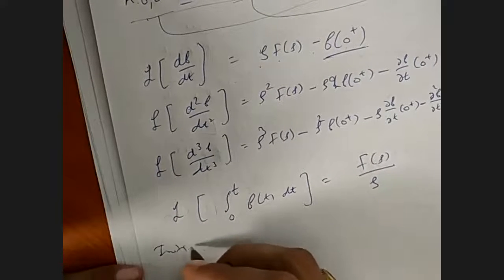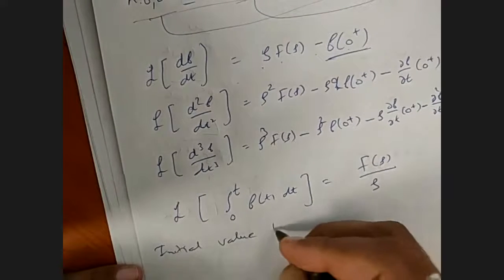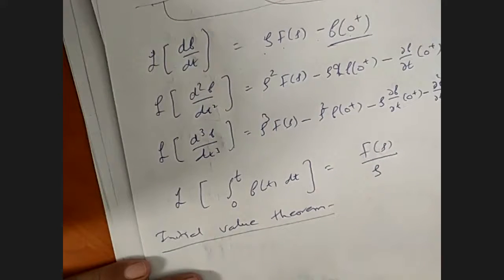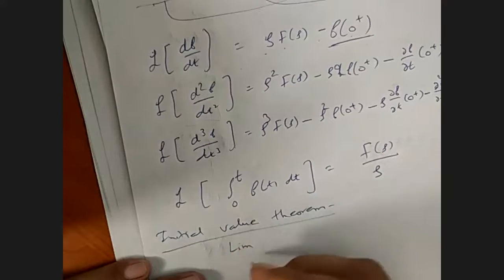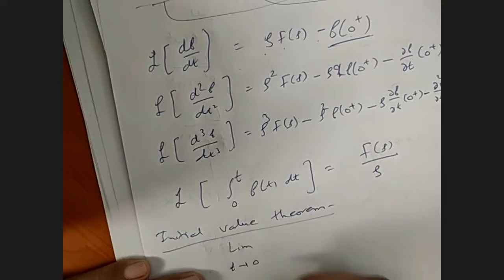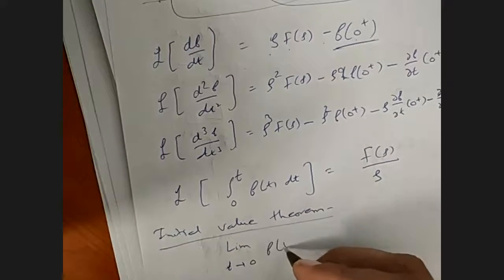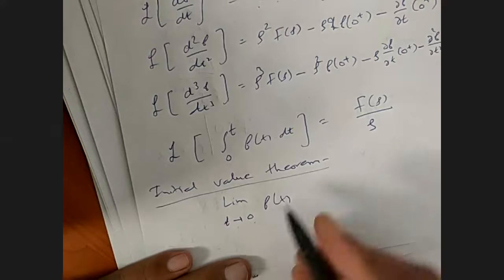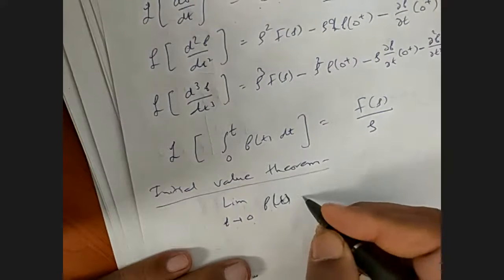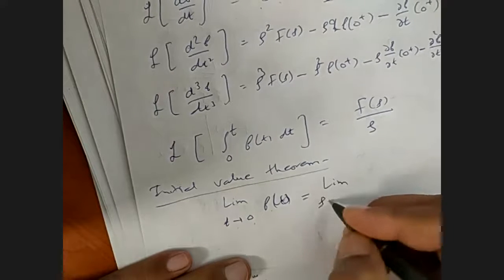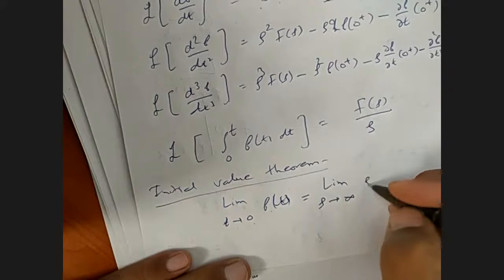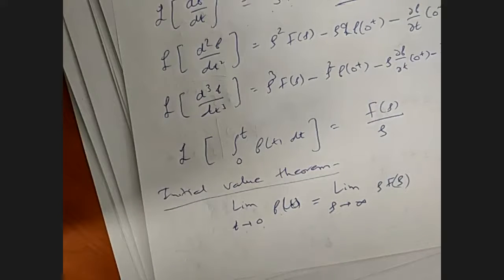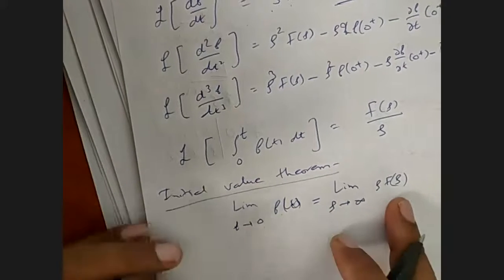Then we have the initial value theorem. The initial value theorem is used to find the value of any function at time t. So it is limit t tends to 0 f(t), and it will be equal to limit s tends to infinity of s F(s).